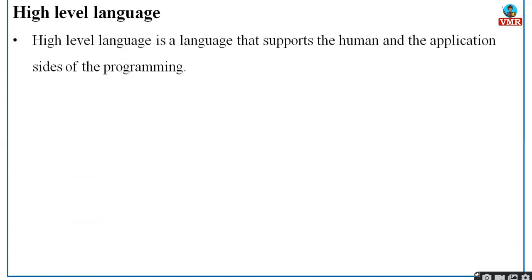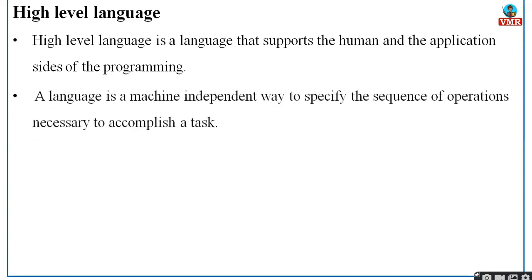And then next comes our high level language. As I said, high level language supports the human and the application sides of the programming. High level languages are nothing but the languages which are understandable by human beings. Clear? And as you know, you are creating many programming languages like C, C++, Java, Python, and whatnot. Different programming languages are being developed, right? So all the programming languages, whatever we are using, all those are high level languages only.